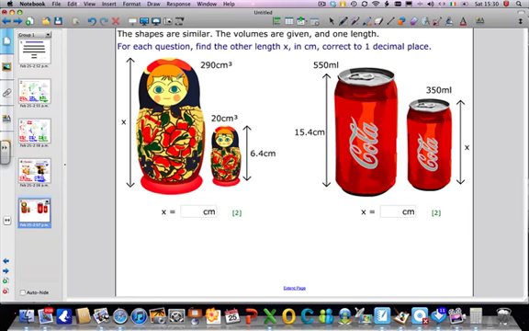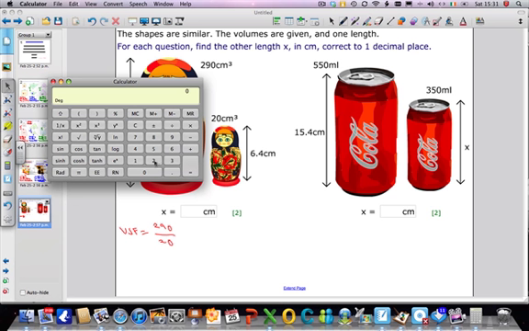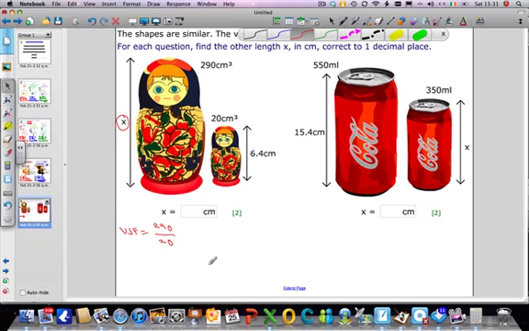Okay, so now we've got some shapes that are similar again, and it gives us the volume this time and one length, and we're asked to work out the other length, x, correct to 1 decimal place. So we're given 2 volumes, so we can work out the volume scale factor. The volume scale factor will be the big volume, 290 cubic centimeters, divided by 20 cubic centimeters, which is 14.5.